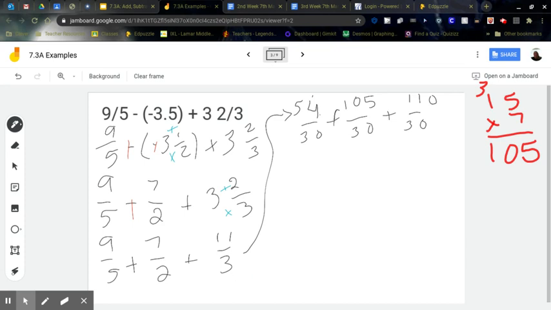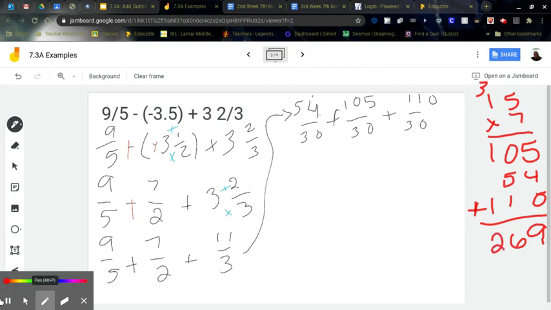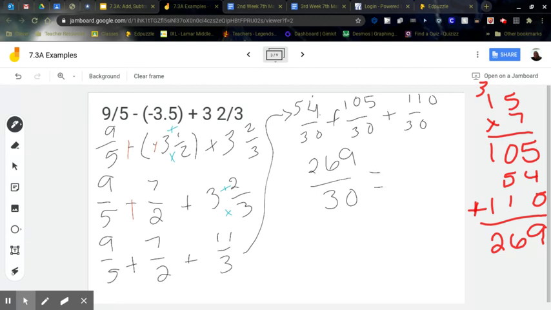Okay, now we're going to add them all together. 105 plus 54 plus 110. We can do them all together, or you can do them separately if you want. 5 plus 4 is 9. 5 plus 1 is 6. And 1 plus 1 is 2. So my answer ends up being 269 over 30. And that's my improper fraction, so we want to put it into a mixed number.